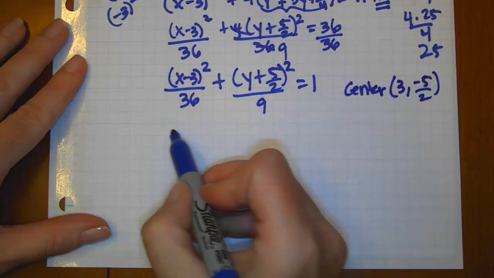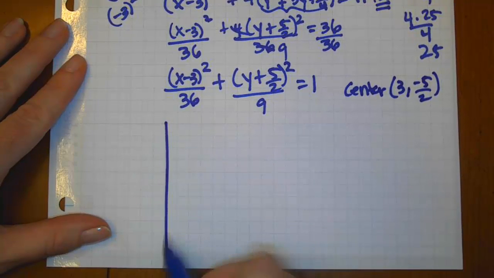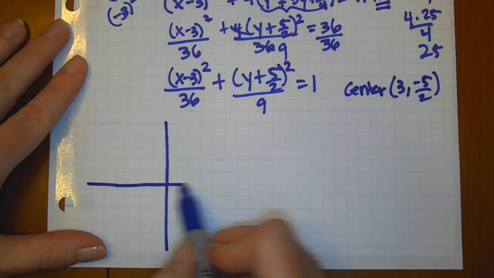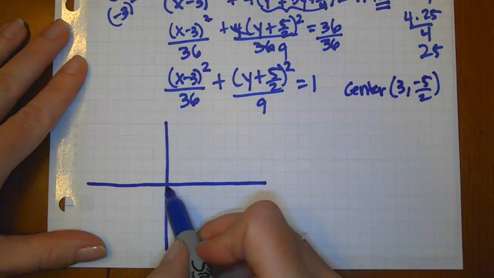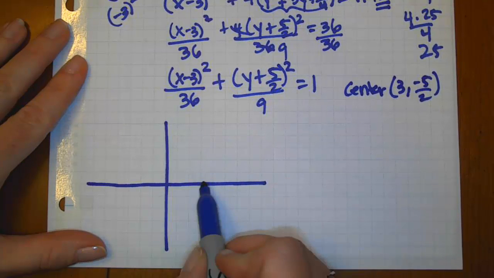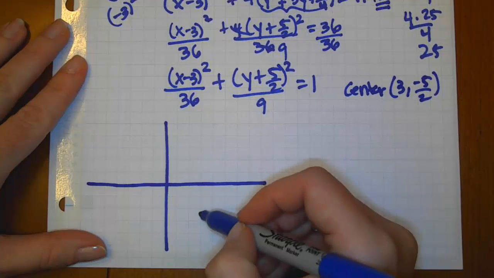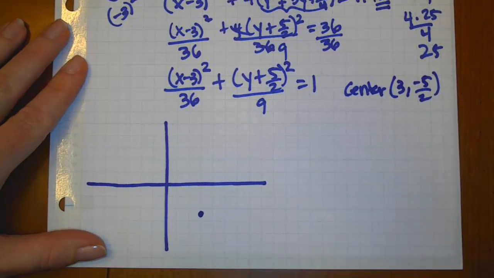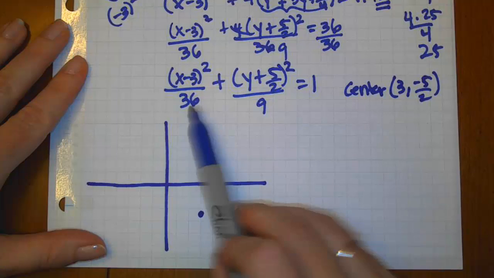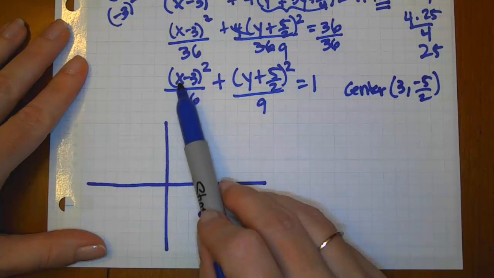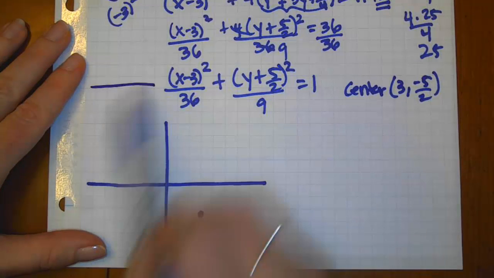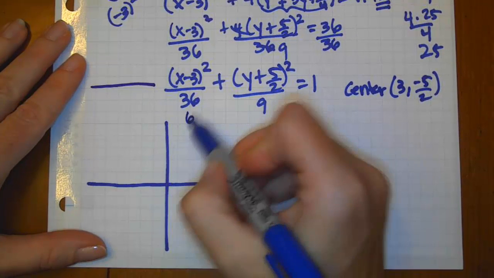So let's go ahead and plot that. Okay, so I'm going to go to positive 3, 1, 2, 3, and then negative 5 halves. Okay, so there's my center. Because the 36 is the greater of the two denominators and it is underneath the x, I know that I have a major horizontal axis.